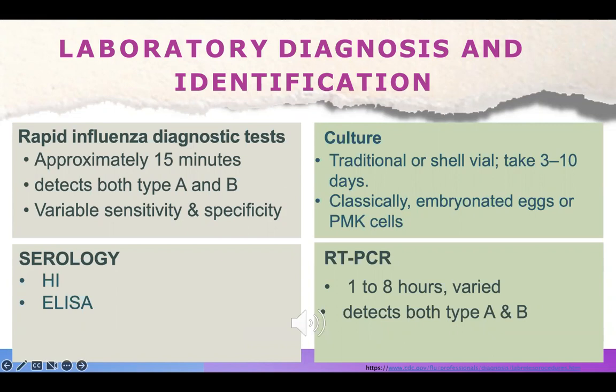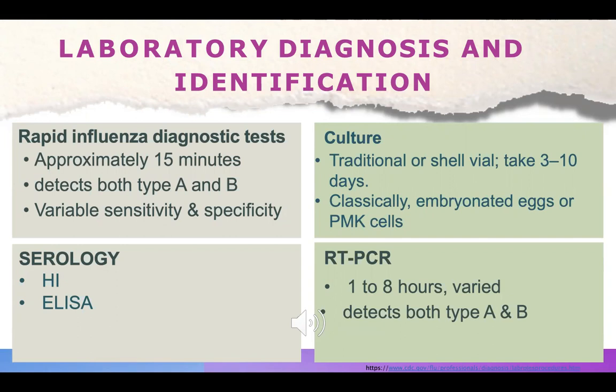So now let's move on to laboratory diagnosis and identification. The specimen of choice for identification of the influenza virus is usually nasal washings, gargles, or throat swab. They are better for diagnostic purposes than a blood sample. The collection is best done within the first 3 to 4 days of the infection.